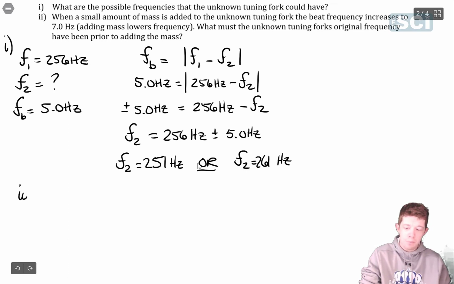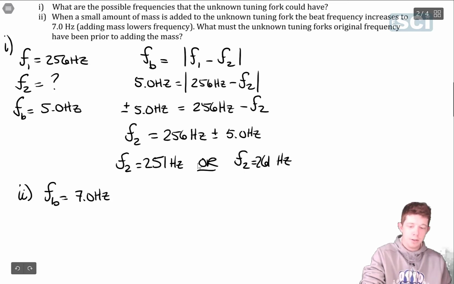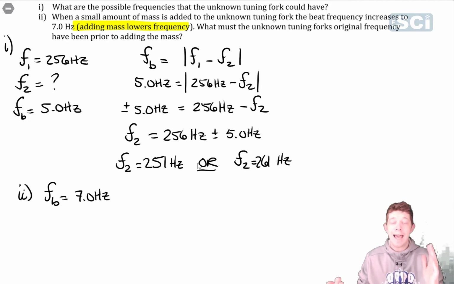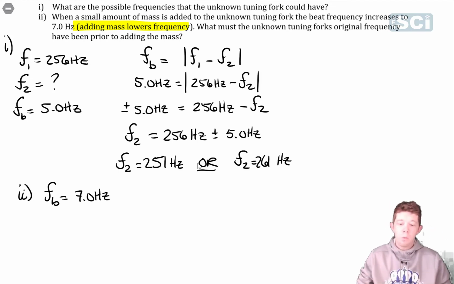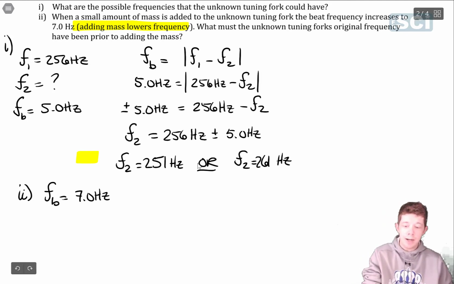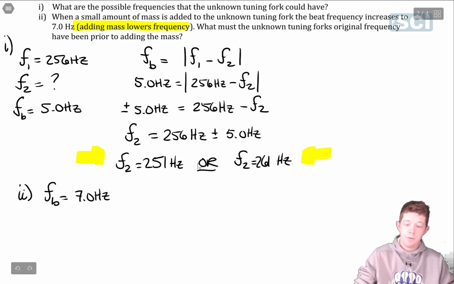The second step, what we might be able to do is strike them. So we find out that when we did that, we get 7 hertz. And we know that when we add mass to our tuning fork, it should lower the frequency. And that's because it's a heavier tuning fork and it's going to oscillate slower. And so when we do this analysis again, we should be able to quickly identify if it's the 251 hertz or if it's the 261 hertz frequencies.